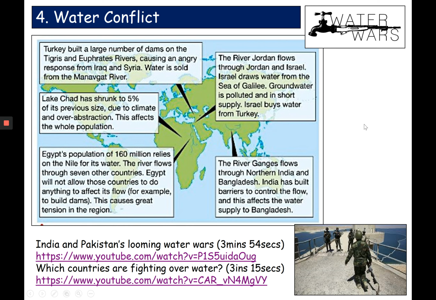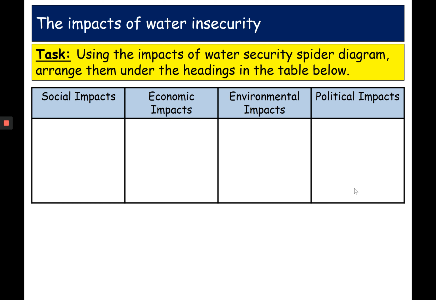So that's a whistle-stop tour of the 4 issues or impacts of water insecurity, which we're going to look at for today's lesson. Now, all that's left for you to do then is to think about some of these impacts, and we're going to finish off by categorizing them into one of 4 sections. So social impacts, hopefully we understand what that word means. Social impacts are about the impacts on people. Economic impacts, impacts on the economy or the growth of the economy, so relating to money. Environmental impacts speak for itself. It's about the impacts or the effects on the natural environment.